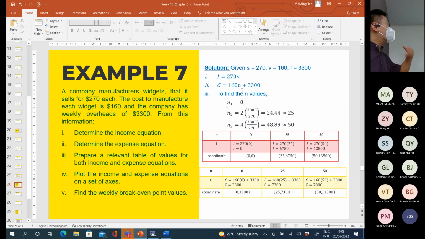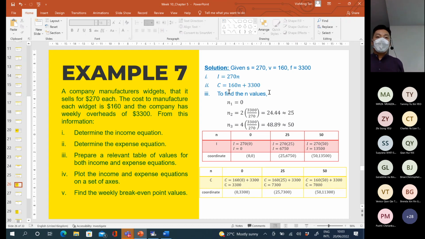But if the company produces more, then more variable cost will occur. So the total variable cost is 160 multiplied by N, plus the fixed cost. Fixed cost is the overhead, 3,300. So this is the equation to form the cost for this company.